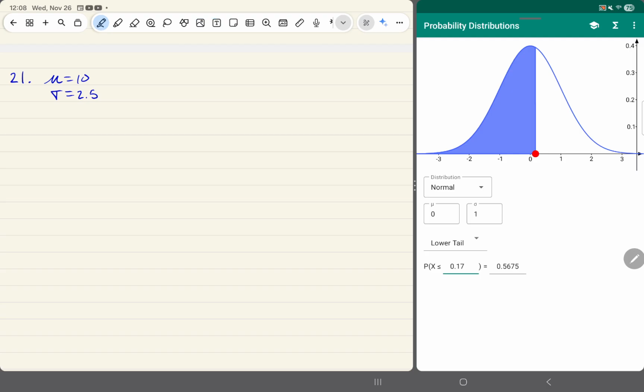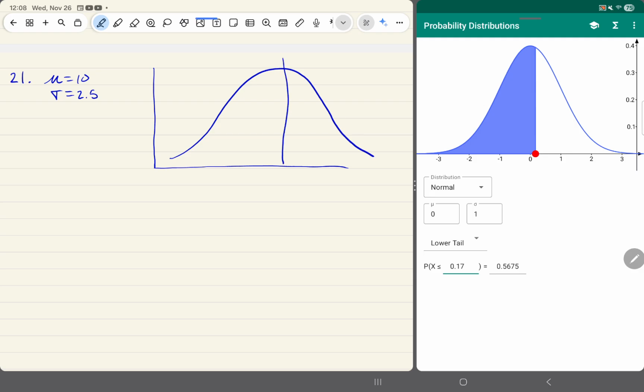So the first one is, what's the probability of selecting an individual who uses an electronic device for more than 9 hours a day? So, as usual, we will draw our little diagram to make sure that we're on the right page. And again, your book will have you convert these to z-scores, but we don't bother with that.